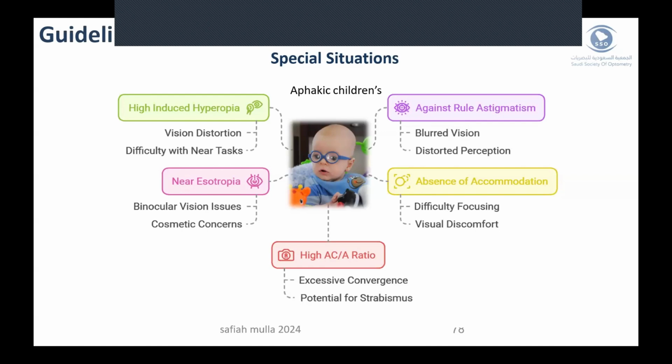They may have near esotropia, so their binocular vision has a problem, and with the esotropia, the parents might have a cosmetic concern. They also have a high AC/A ratio, so they have excessive convergence and potential for strabismus. So those kids have many factors that affect your refraction correction decision.